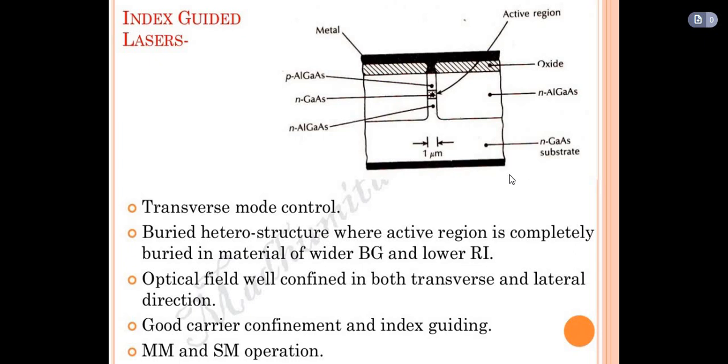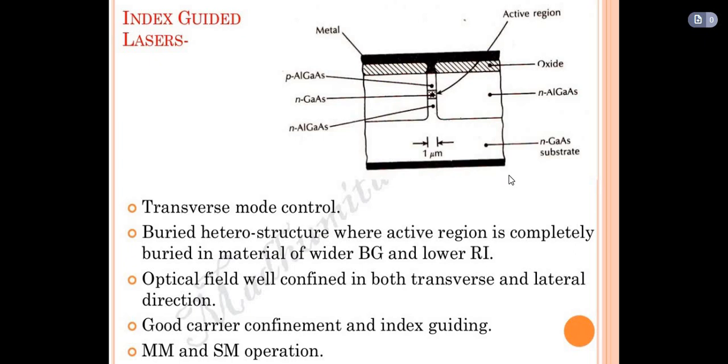So they said the buried heterostructure, where the active region is completely buried in the material, means completely immersed by the material we are using, with the bandgap and lower refractive index. The bandgap and the lower refractive index need to be obtained for our laser, right?